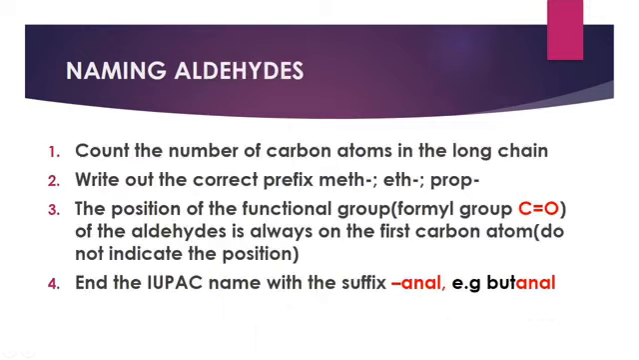Let's move along. Now when it comes to naming aldehydes, let's look at these 4 steps. Number 1, count the number of carbon atoms in the long chain. Number 2, write out the correct prefix. Number 3, the position of the functional group, which is the formyl group of the aldehyde, is always on the first carbon, so there is no need to indicate the position. Number 4, you end the IUPAC name with the suffix -anal. For example, butanal.